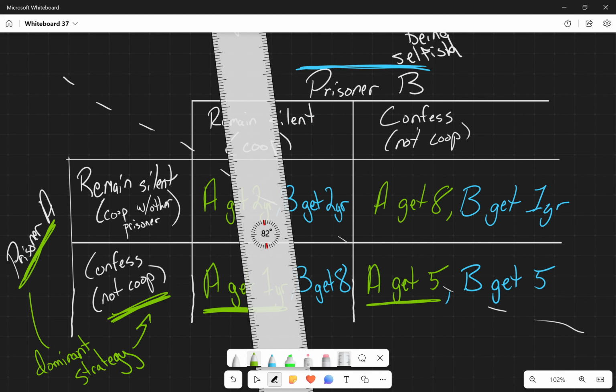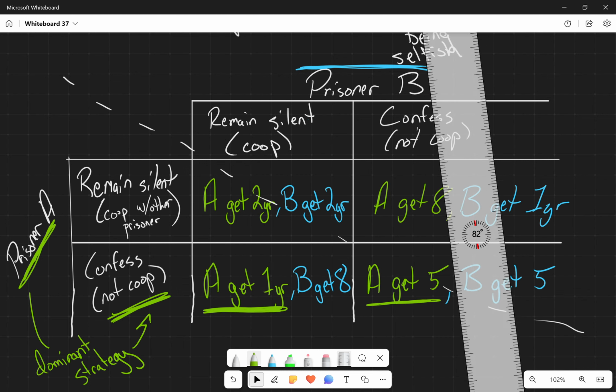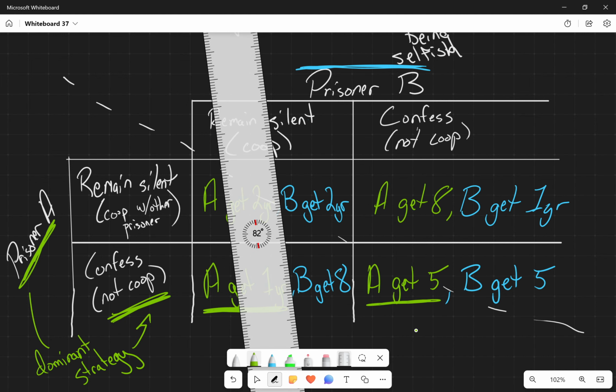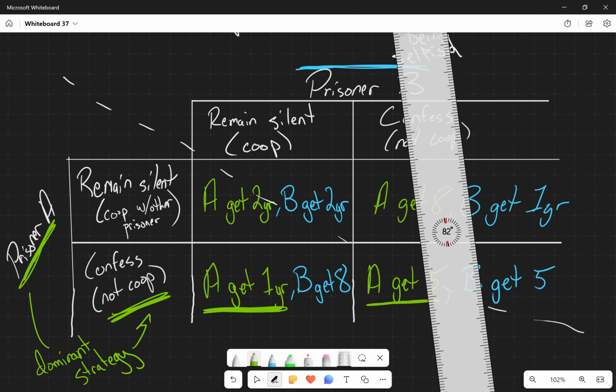Questions on how we figured that out? We covered one half. We compared the two payoffs that A could get given the two strategies that they could choose. Remain silent, get 2 years. Confess, get 1 year. 1 year is better than 2 years because it's jail. I want the least amount of it. And then over here, if prisoner B decides to confess, prisoner A chooses between confessing and getting 5 years or remaining silent and getting 8 years. 5 years is better than 8 years. They're going to confess in either scenario. So they have a dominant strategy of confessing.